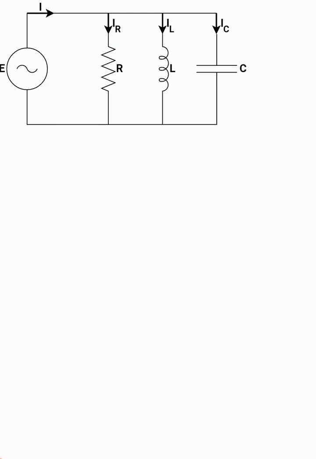Now, there are various ways this circuit can be analyzed. We have a total voltage E applied to the circuit, we have a total current I. So the total impedance of the circuit would be the total voltage divided by the total current. I am calling it impedance, total impedance ZT. I'm not calling it a resistance.